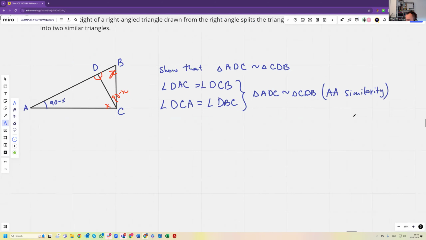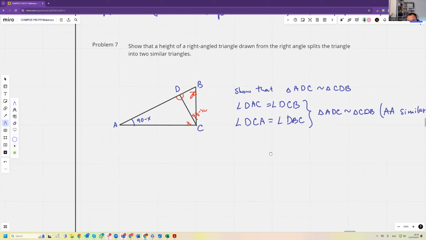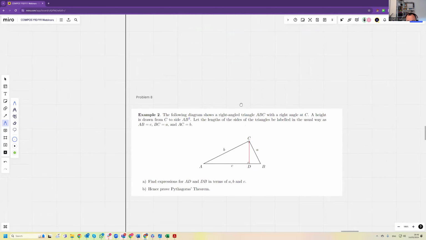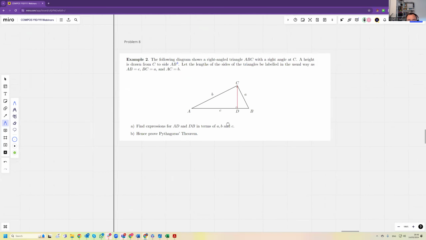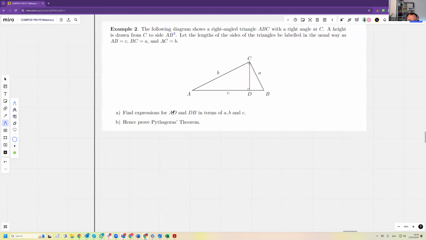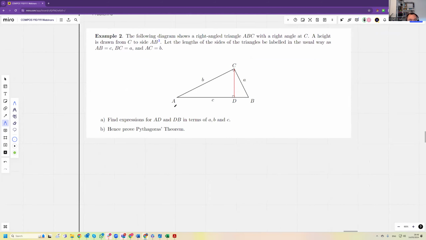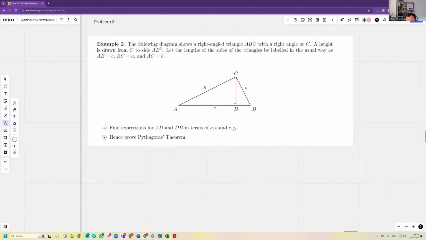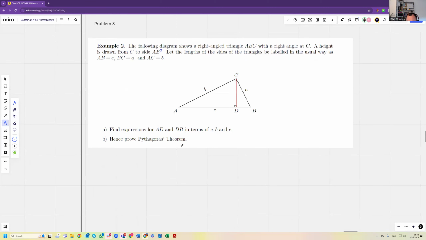So quite straightforward. I mean, there's nothing extraordinary here. But this is an incredibly powerful tool when dealing with right angle triangles. Let's have a look. Find the expression for AD and DB. This is another example from the assignment. Find the expression of AD and DB in terms of a, b, and c, and hence prove the Pythagoras theorem.